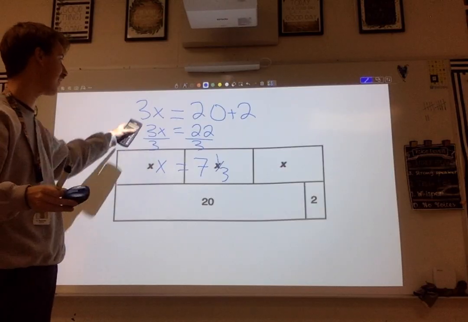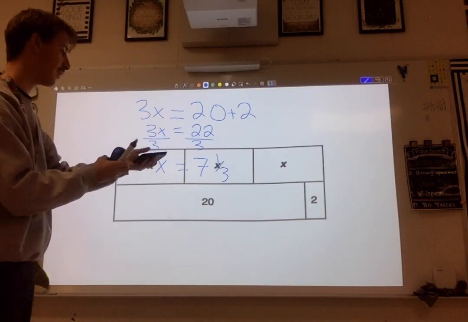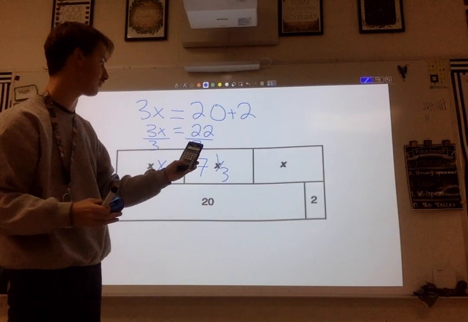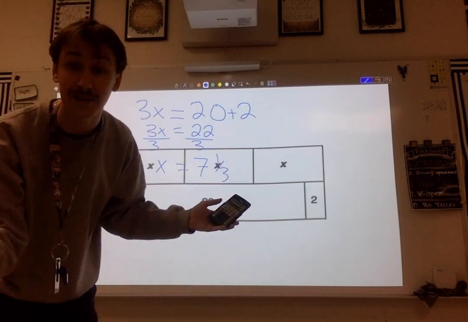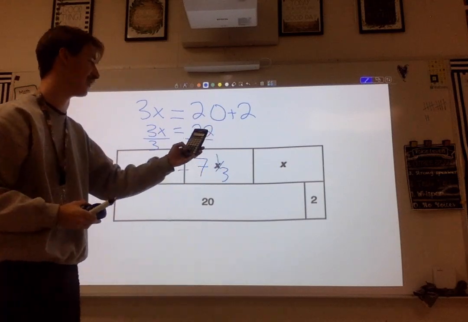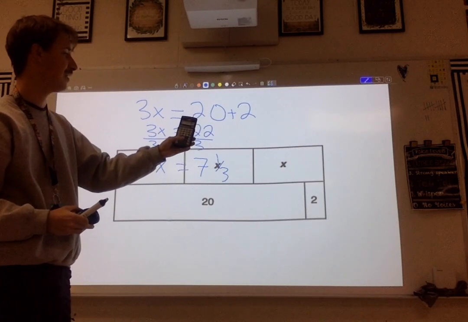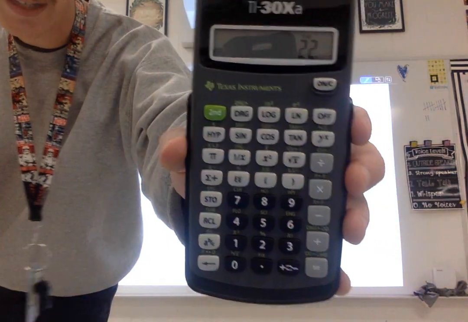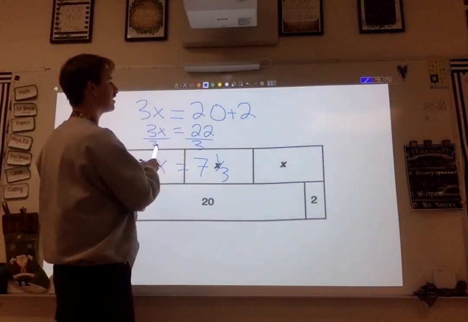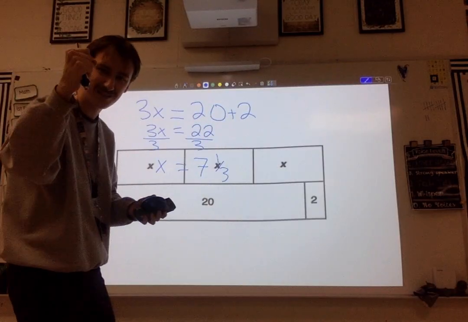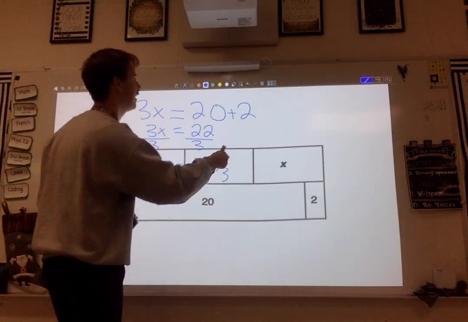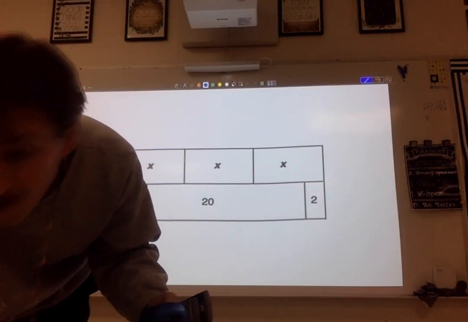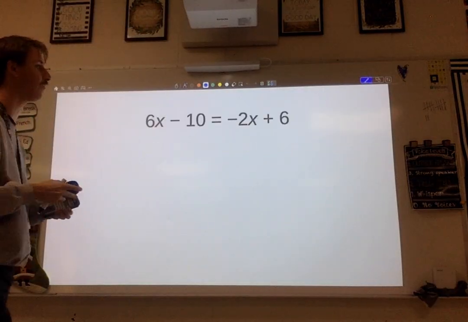You can always verify. Let's do it. Does 3 times 7.333333, or you could use a fraction button if you have it, but most people don't, so here's how you would do it. I hit the equals button, and my answer there, 22, which is 20 plus 2. Solution has been acquired. All right, I think I've got enough time for, not really, but I'll do one more.